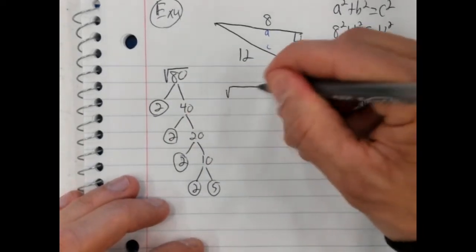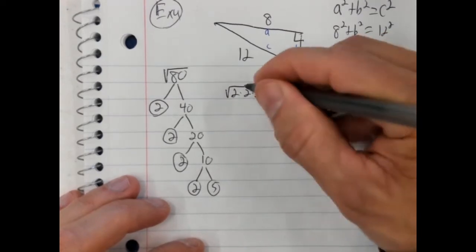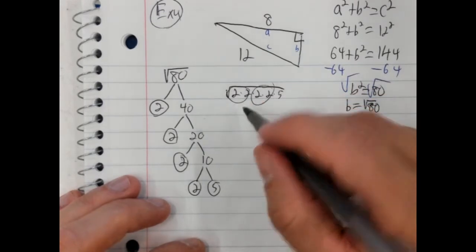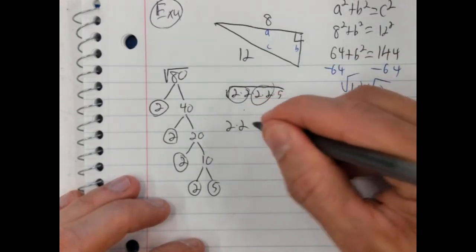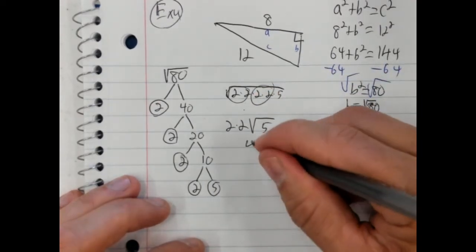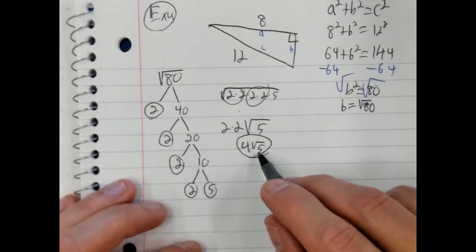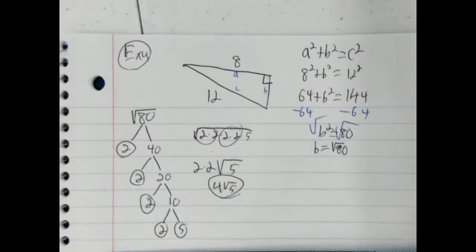So we're going to list these out: 2 times 2 times 2 times 2 times 5. And this is a square root, so we're circling the pairs. We're looking for the pairs of numbers, and for each pair, we write one on the outside and they disappear on the inside. So 2 times 2 on the outside, these are gone, and it's still 5. Then 2 times 2 is 4, so 4 radical 5. So radical 80 is also equal to 4 radical 5, and that'd be our answer for simplifying.